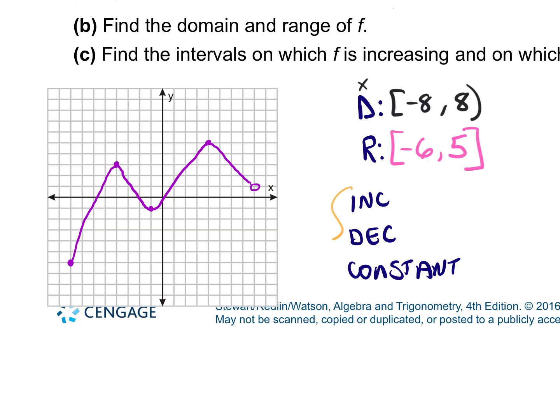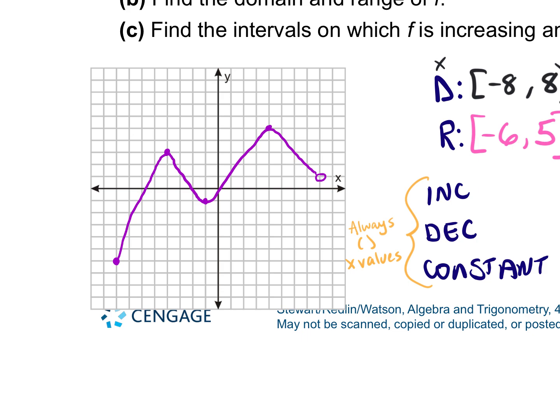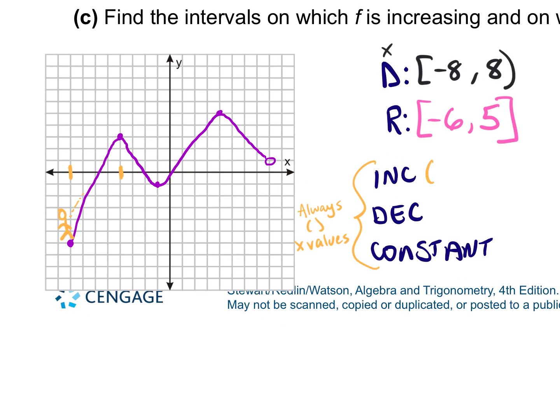So now let's talk about increasing, decreasing, and constant. So these are always parentheses, and we're only looking at the x values. So if I was walking along my graph, I start at the left side, just like we read a sentence going from left to right. Are we walking uphill or downhill? Uphill. So we're increasing from here to here. Now we're only looking at the x value. So what x value is from here to here? Awesome. -8 to, we said -4?